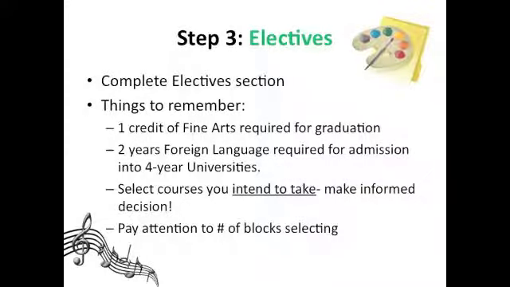Step 3. Completing the elective section. This part of the scheduling process can be a lot of fun because you're able to choose from a wide variety of courses that may interest you. From business courses to performing arts, we have many options. Some things to keep in mind: 1 credit of fine art is required for graduation. And while foreign language is not a graduation requirement, at least 2 years of a foreign language is typically required for admission into most 4-year colleges and universities.